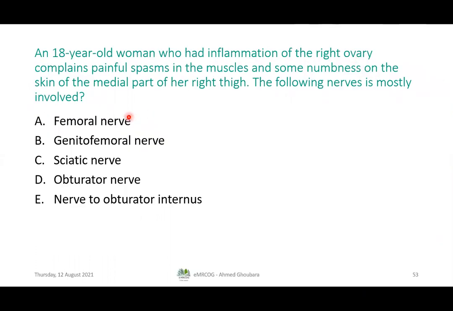So, question: an 18-year-old woman who had inflammation of the right ovary complains of painful spasm in the muscles and some numbness on the skin on the medial part of the thigh. Which of the following nerves is mostly involved? What nerve has something to do with inflammation of the ovary and salpingitis? The obturator nerve, perfect, because it passes through the ovarian fossa, so we're talking here about the content of the ovarian fossa.